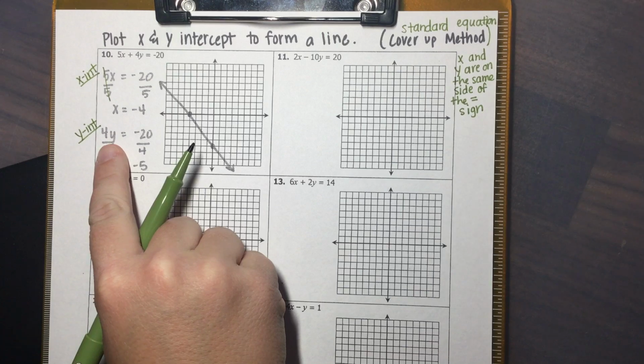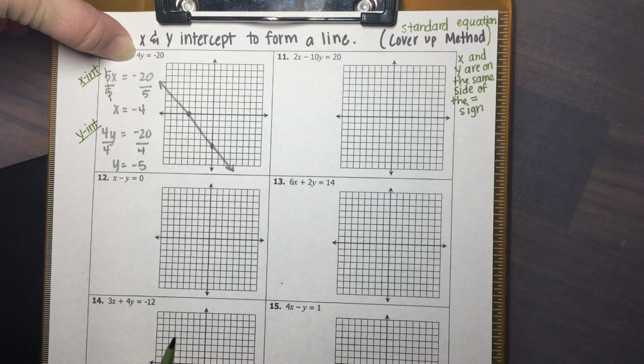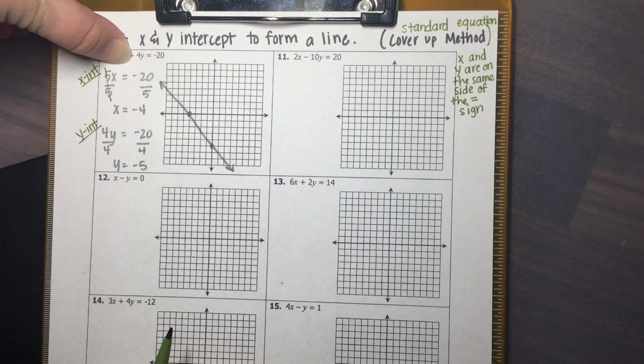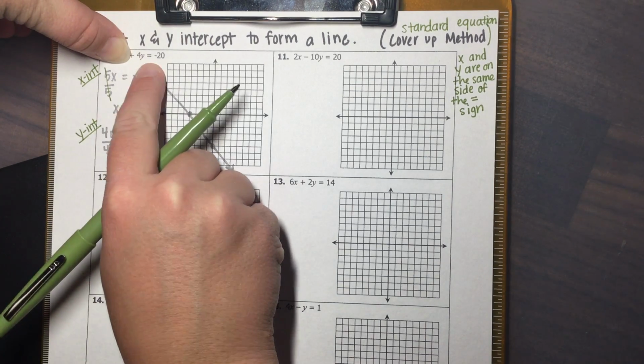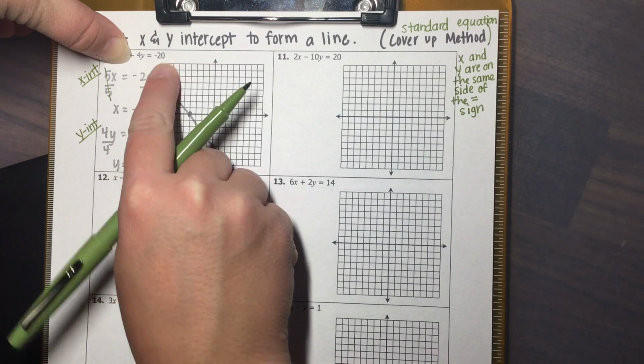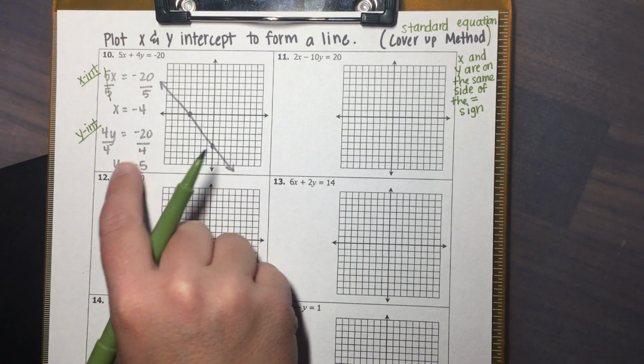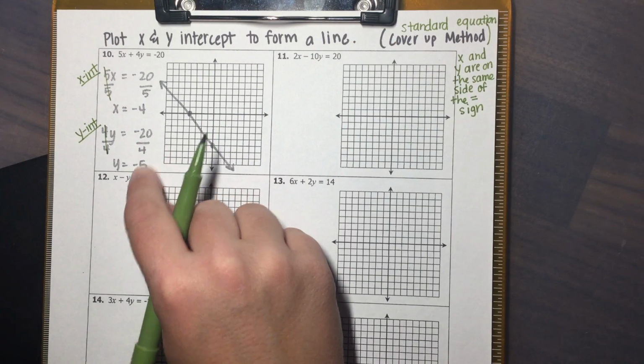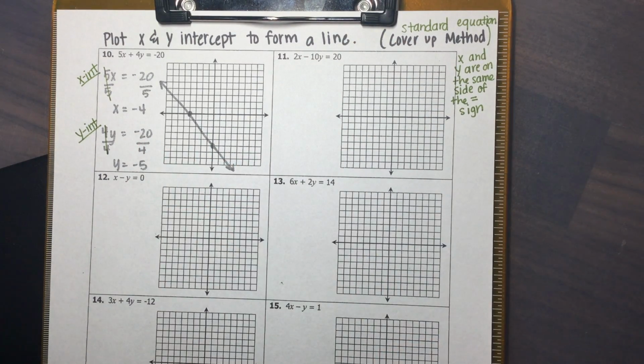Okay, which once again I could use the cover-up method. So I cover up my x, which is the opposite. I'm looking for y, so I cover up x. So I get a positive 4y equals -20. All right, I've then got to solve for y, so I divide by 4 on each side. Negative 20 divided by 4 gives me negative 5.